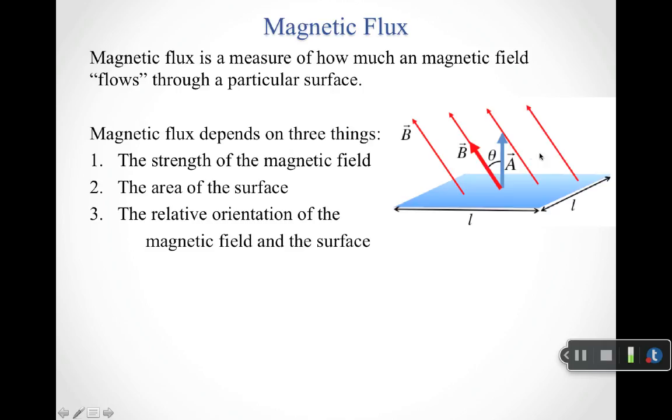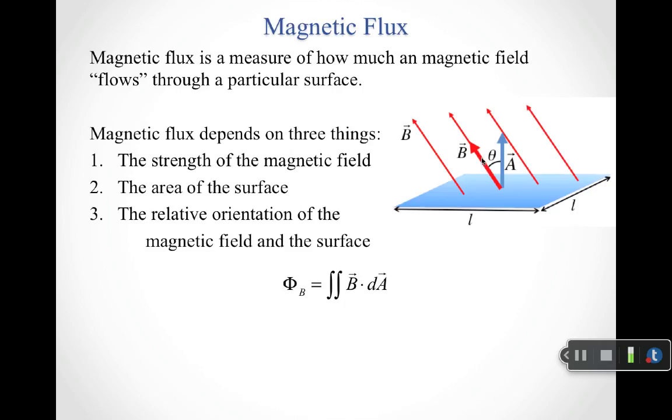So you notice here, the area vector is not aligned with the magnetic field. So we're not getting the maximum value of magnetic flux that we can. If you wanted to get the maximum value of the magnetic flux, you would need to tilt your surface so that it's running perpendicular, so that your surface is perpendicular to the magnetic field, which means that your area vector would be aligned with the magnetic field.